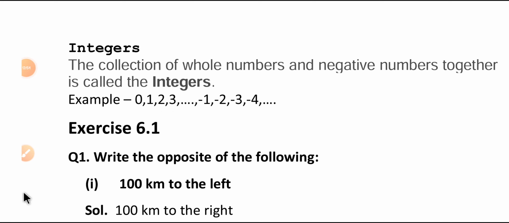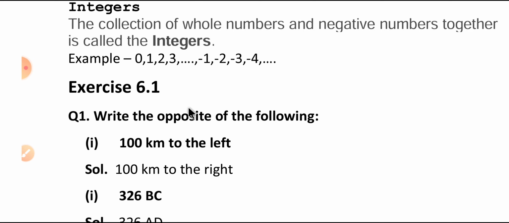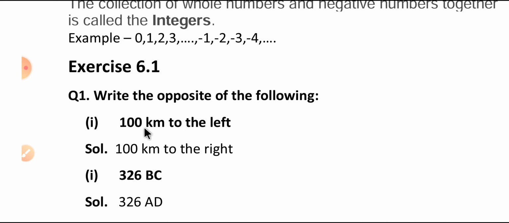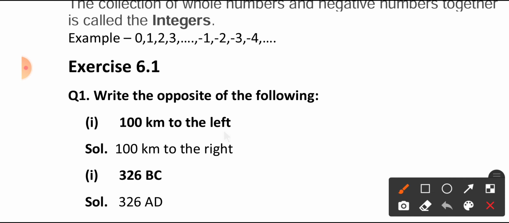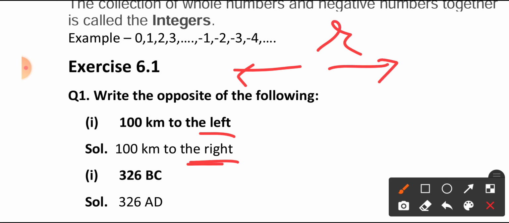Then we are going to start our exercise 6.1. Question number 1. Write the opposite of the following. First we have to see what we have to write, the opposite. 100 kilometer to the left. So you can say, what is the opposite of left? If you go in this direction, its opposite will be right. So 100 kilometer to the right.